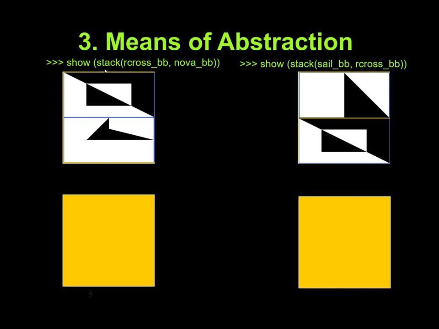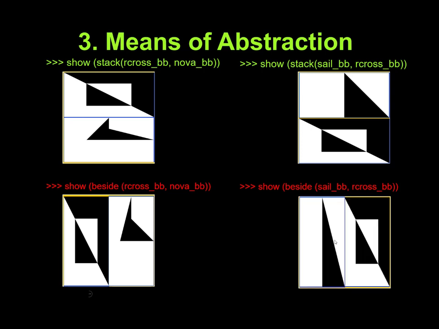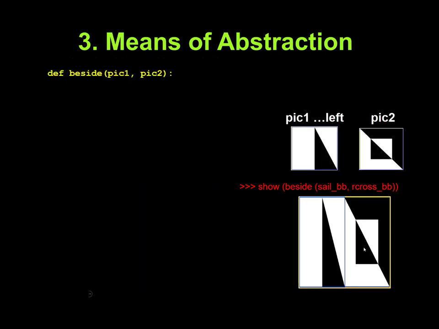So we had before stack R cross on top of nova, and stack sale BB on top of R cross. So this is one on top of the other. Suppose we want to do one next to each other, neighbors. We want to have beside R cross BB, nova BB, or sale BB beside R cross BB. So let's see, how can we make this abstraction?